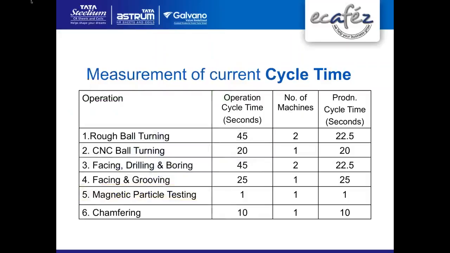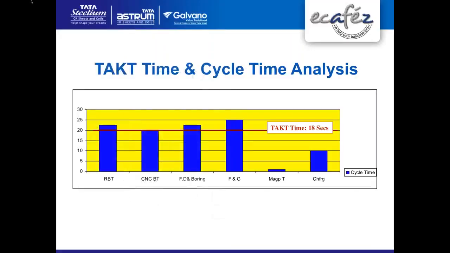Now the cycle time of each operation was collected, and data was collected for various cycle times in the machines: 22.5, 20 seconds, 22.5, 25 seconds this way. And there was a requirement that the company must complete each operation, each step, within 18 seconds. So a graph was drawn. If you see, the demand rate was 18 seconds, but it was taking more than that. If it is more than that, the company cannot meet the customer demand rate. So what needs to be done? These are the problems identified above the takt time, the demand rate line. They must be brought below 18 seconds, then only it is possible.